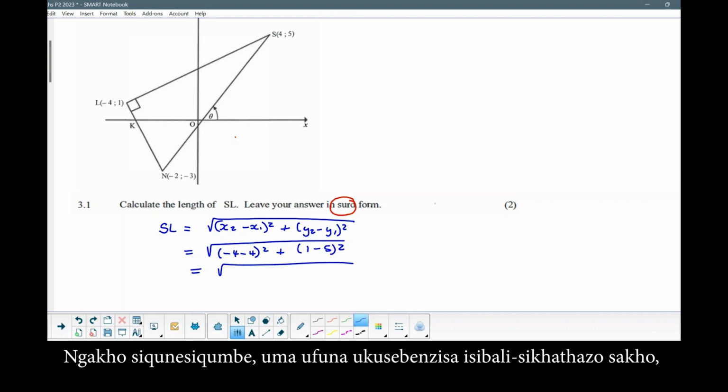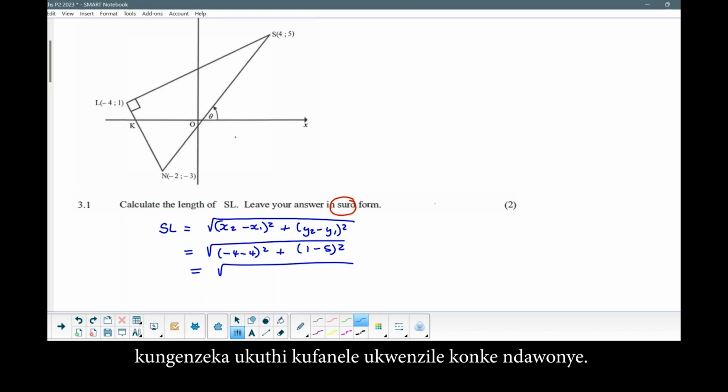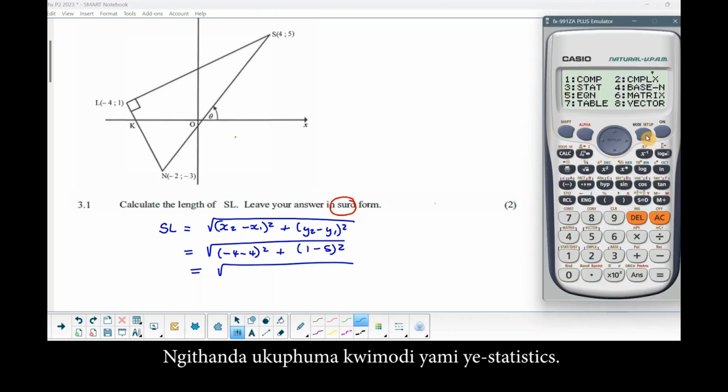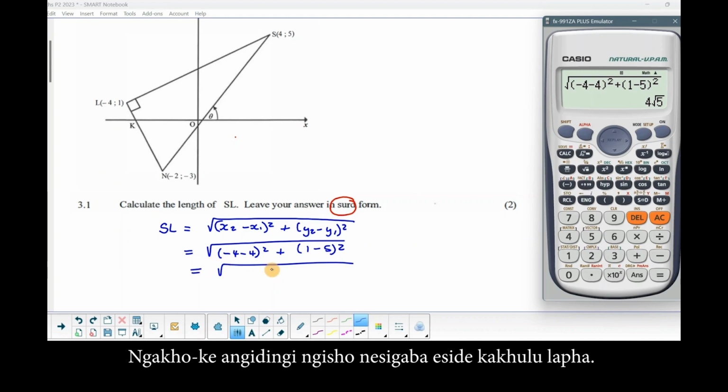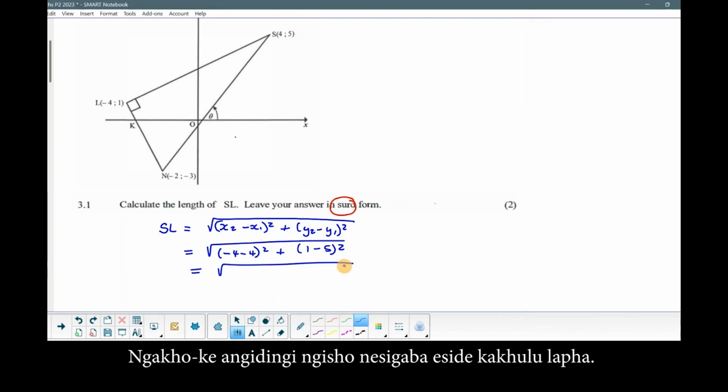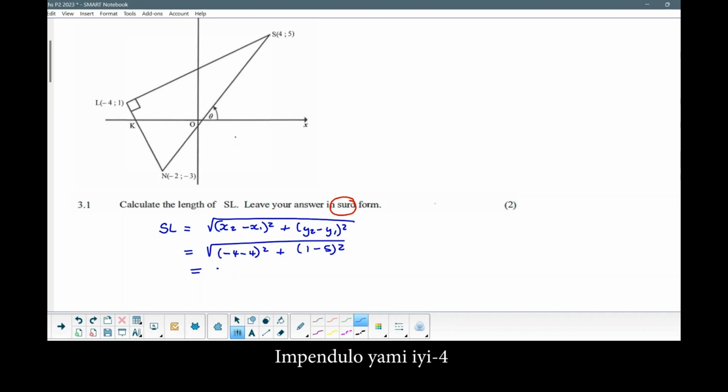So square root, if you want to use your calculator, you may. Let's do that together. I want to get out of my stats mode. So that's the square root of, please use your brackets, -4 minus 4 squared plus 1 minus 5 squared. And your answer is 4 root 5. So I don't even need my really long surd here. So my answer is 4 root 5 in surd form.